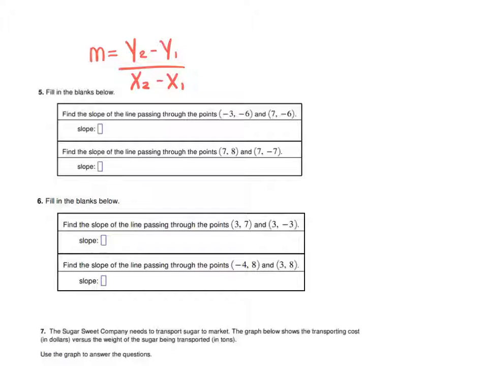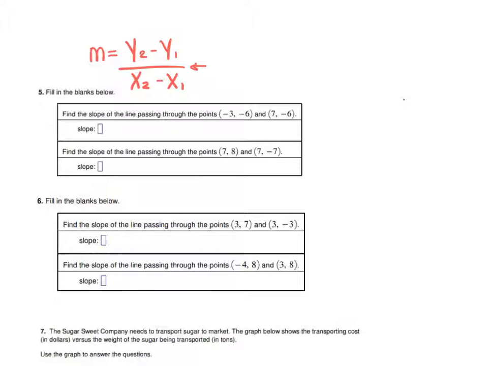So question 5 says to fill in the blank below. I will do this by finding the slope of the line passing through the 2 points, and it gives me the points there. So I'm just going to use my slope formula up here to the left. I'm going to look at my 2 points here. I've got -3, -6, and 7, -6.